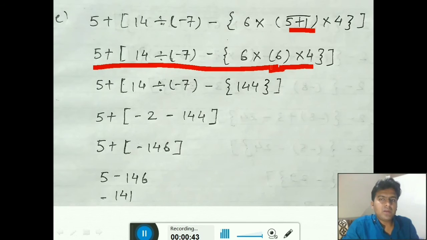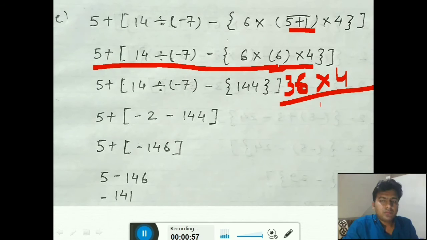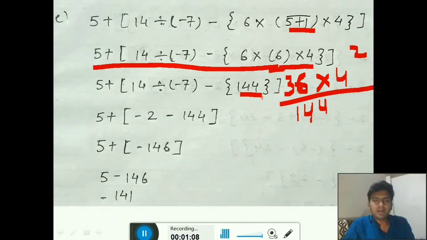When we multiply 6 into 6, you all know 6 into 6 is 36. Okay. Now 36 into 4. So 36 into 4 equals what? 4 sixes are 24, carry over 2. Now 4 threes are 12, 12 plus 2 equals 14. So like this we got 144 inside the curly bracket.